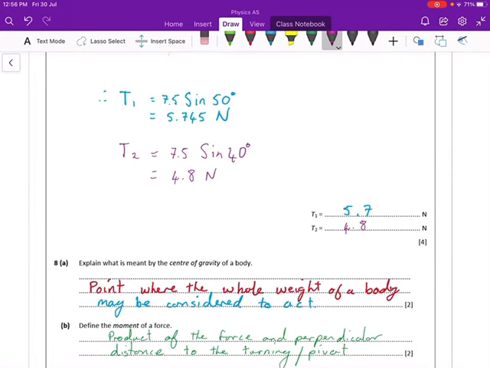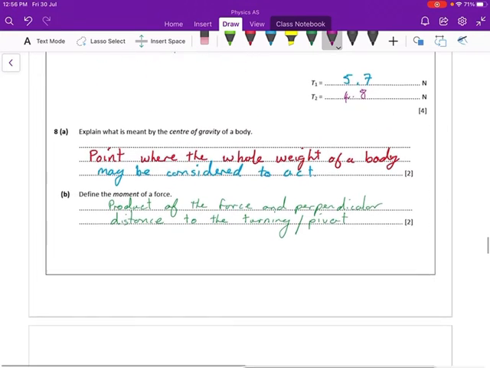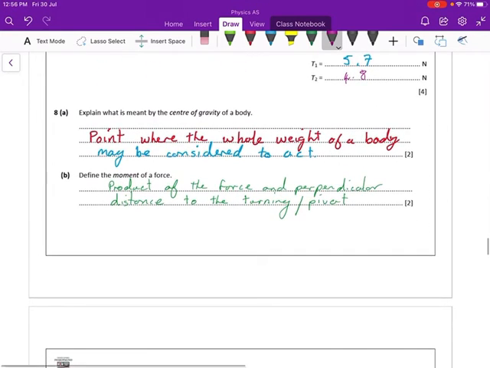Here we go. So, definitions. Please, please, please make sure that you have the correct definition. Please make sure that you have it written down correctly. Center of gravity: the point where the whole weight of a body may be considered to act. So red 1 mark, blue 1 mark.